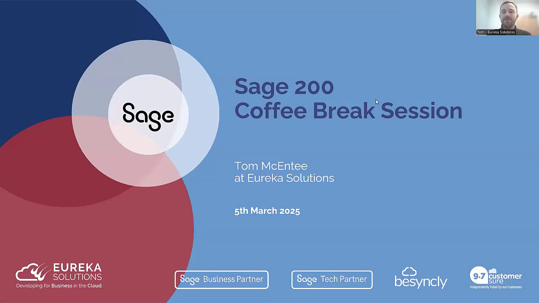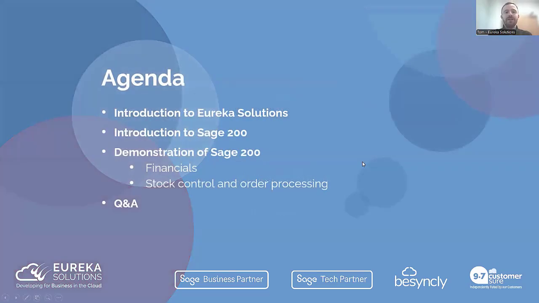We'll start off just with a bit of an agenda in terms of what we'll go through today. We'll do a little introduction to Eureka Solutions before then introducing Sage 200 and how the two come hand in hand. So introducing the functionality of Sage 200 from a financial point of view and also from a stock control and order processing point of view as well. And there's actually more within Sage 200 that we can look at, but that might be for a further session. Hopefully this will give you a good base understanding of Sage 200 and a good introduction to Sage 200, so you can see how that would work.